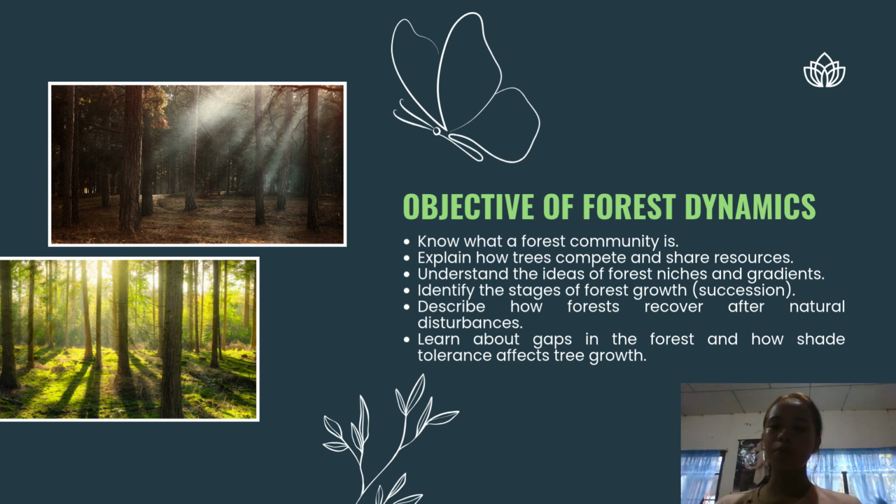So, this chapter will help readers understand how forests grow, change, and respond to both natural events like fire or storms and human actions like harvesting or planting. By the end of this, readers should be able to know what a forest community is, explain how trees compete and share resources, understand the idea of forest niches and gradients, identify the stages of forest growth or succession, describe how forests recover after natural disturbance, and learn about gaps in the forest and how shade tolerance affects tree growth.